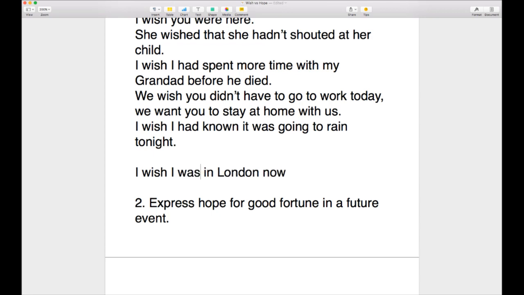Oh gosh, now this is one of those confusing things. Is it was or is it were? I wish I were. I wish I was. I think it's I wish I was. Both of them sound right to me, but I know grammatically one of them is wrong. So I wish I was in London now, I think is the correct way to put that.